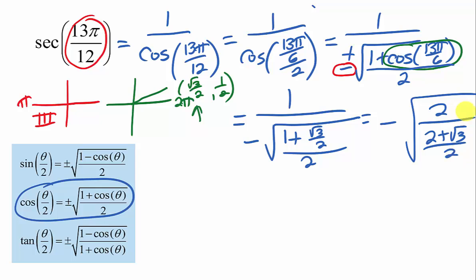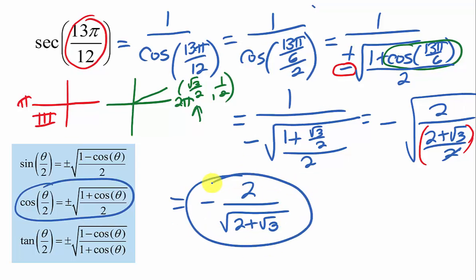And let's go ahead and simplify that. So I'm going to multiply by 2 over 2, which I can do here. And then if I multiply it here, I'm going to have the square root of 4. So that's going to be negative, square root of 4 is 2 in the numerator. And here this 2 will cancel with this 2, so the denominator is going to be underneath the radical, and it's going to be 2 plus the square root of 3. So here is the exact form of secant of 13π/12.